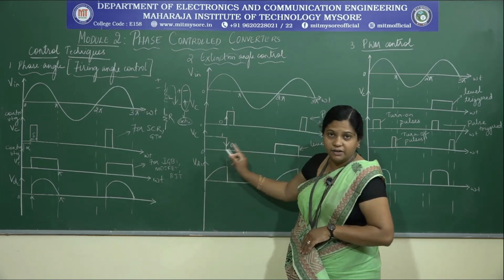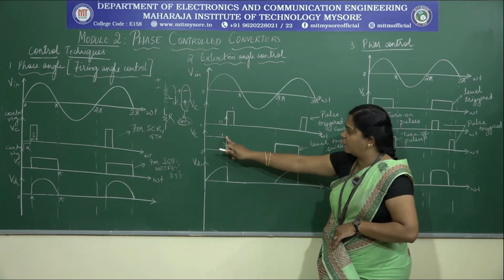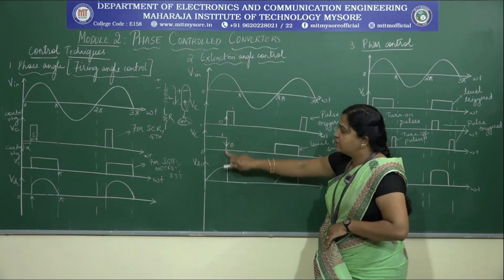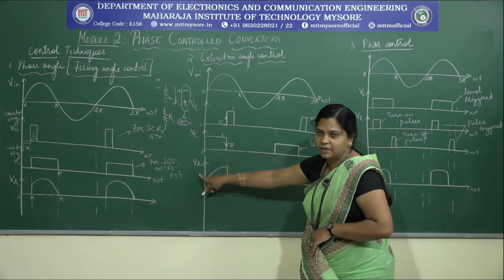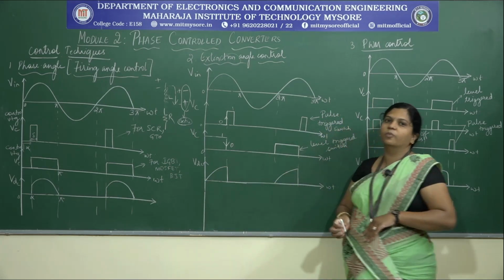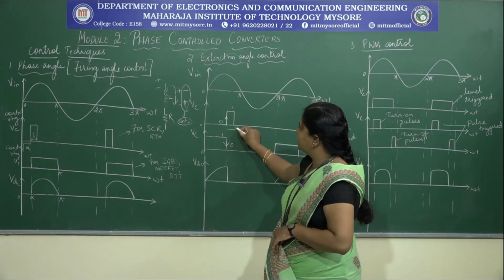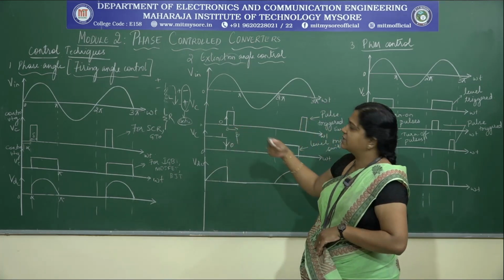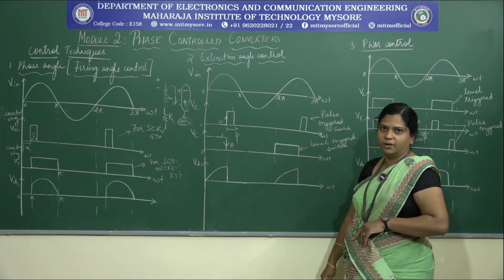If you are using a level triggered switch, then with a falling edge from 1 to 0, it will be sensitive to the falling edge and the output voltage VDC will go back to 0. So this part is nothing but the beta extinction angle. Later when we study with the RL load, you will clearly understand this type of control action.